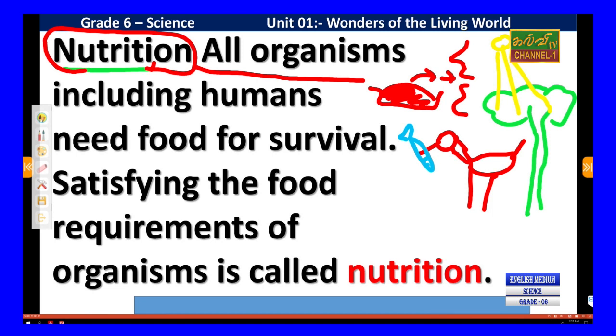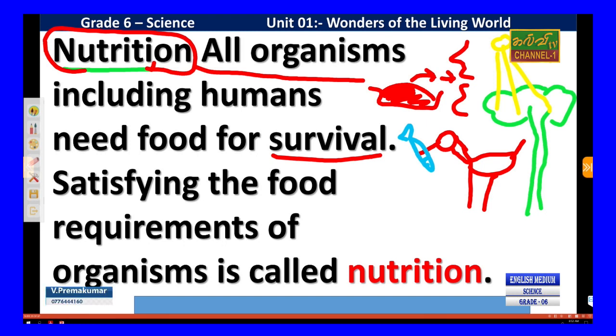Nutrition: all organisms including humans need food for survival. Survival means if it needs to live, right? If it needs to live successfully, that is mentioned as survival here. Otherwise they can't live. Without taking food they can't be in the environment. So if they need to live continually, they have to take food.